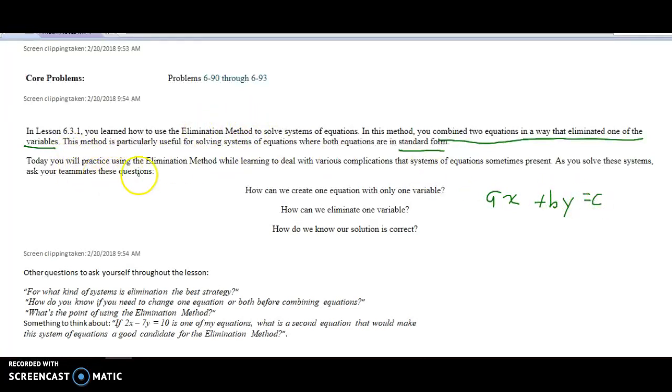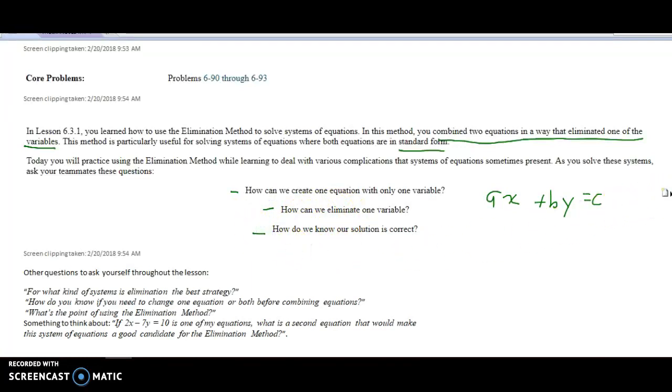And so today, as you practice with the elimination method, some things you want to ask yourself or your teammates are: how can you create one equation with only one variable? Because we want to see if we can eliminate one variable to solve for the other variable, and then we can plug in and solve for that second variable. So how can you eliminate one variable, and how do you know your solution is correct?